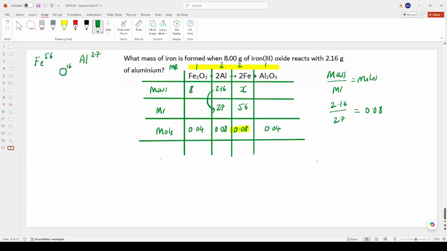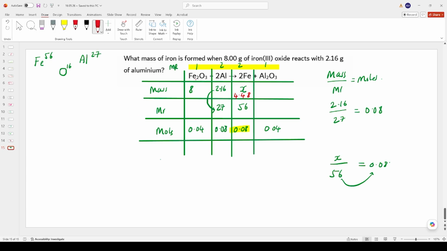Is it 2.24? I don't know, let's find out. So we got the moles, but we don't have mass. So X over 56 is 0.08. Well, what if you do that and the iron oxide is in excess? Okay, no worries. We're going to work out both. 56 times 0.08 is 4.48. So I'm going to write here in red 4.48.